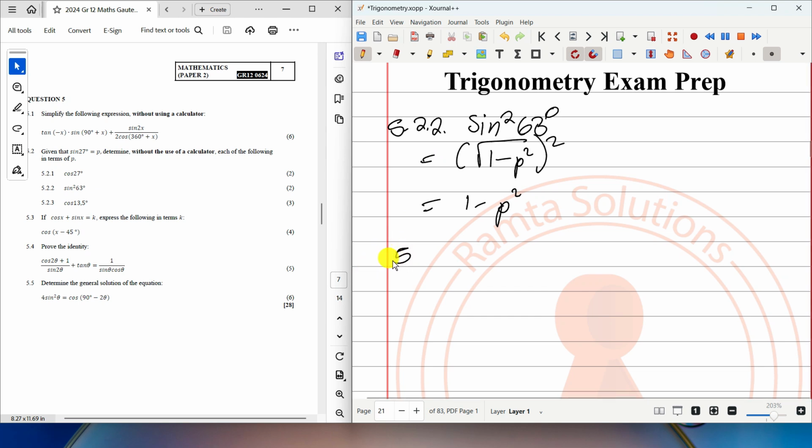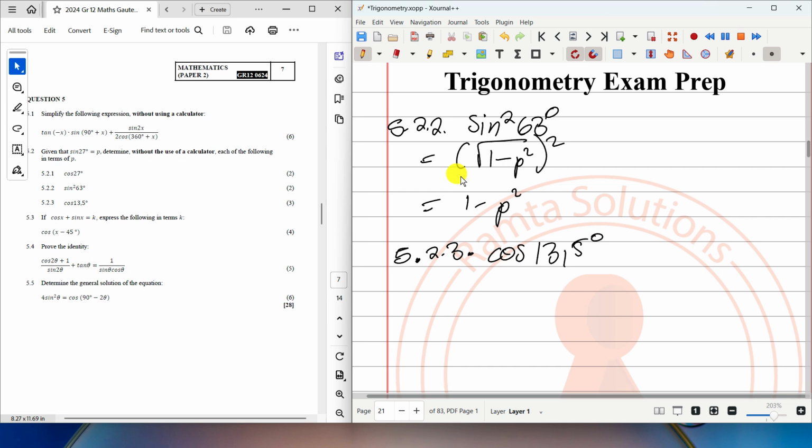Okay? Now, 5.2.3, we are looking for cos 13.5 degrees. What I know is that it seems like it is half of 27, right? It is half of 27. So what I know is this.